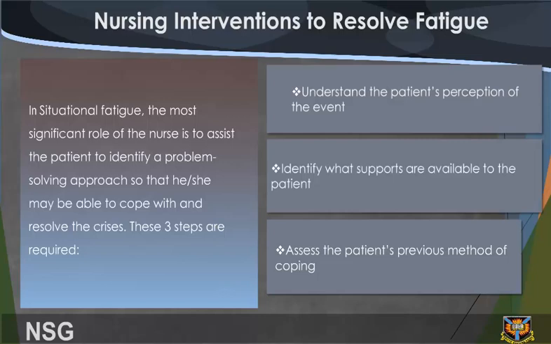These 3 steps are required. 1. Understand the patient's perception of the event. 2. Identify what supports are available to the patient. 3. Assess the patient's previous method of coping.